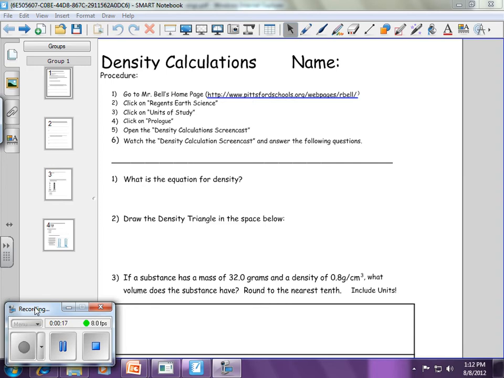It asks us, what is the equation for density? Well, you may recall from today's classroom discussion that we define density as an object's relationship between its mass and its volume. Essentially, it's how compact an object really is. It's how much mass, how much material can fit into a given space or volume. Right? And that determines, of course, whether or not an object will sink or float.